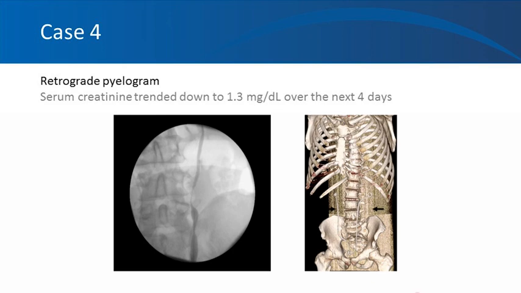And this patient underwent cystoscopy with bilateral retrograde pyelogram that revealed mid-ureteral narrowing. And here we showed one side of the picture, but bilateral ureter showed similar picture. And he was treated with bilateral ureteral stents, and surprisingly, his serum creatinine trended down to 1.3 milligram per deciliter over the next 4 days. Remember, he presented with a creatinine of 10.5 milligram per deciliter.